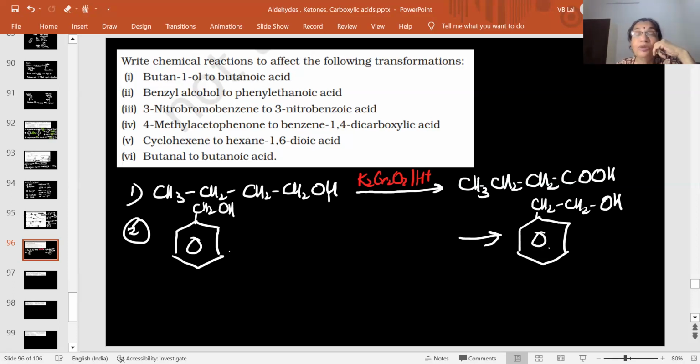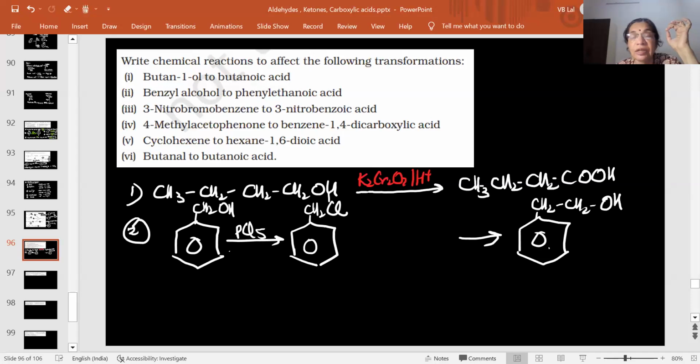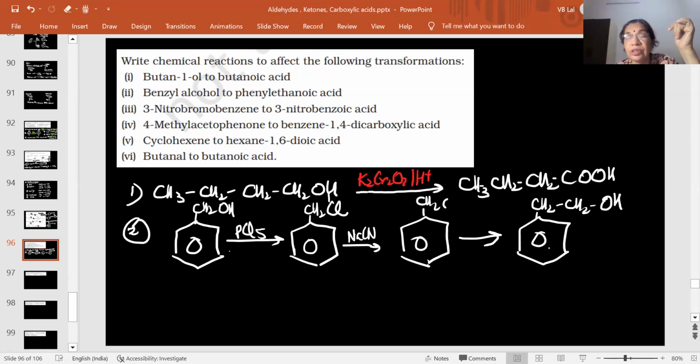I need to first increase the number of carbon atoms. Look carefully. I will write first PCl5. What will I get? OH will be replaced by Cl, giving benzyl chloride. Then I react it with NaCN. What will happen? It will become CH2CN.